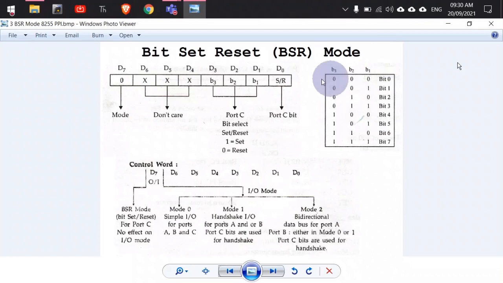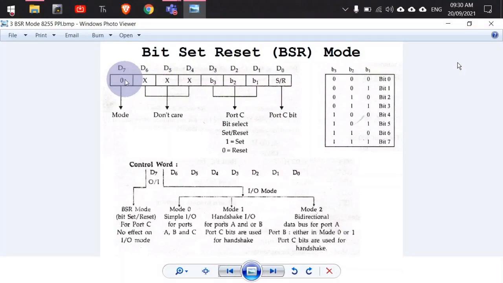So the format that you see on the screen is the format of the control word register. This is the format of the control word register for your port number C, right? The control word register is common to everything, but this specifically is for port number C. And how will you identify that? You will just see the most significant bit of this control word register. If it is 0, then you are using bit set reset mode, and if it is not 0, you are not using the bit set reset mode, right? So for 0, bit set reset mode will be there.